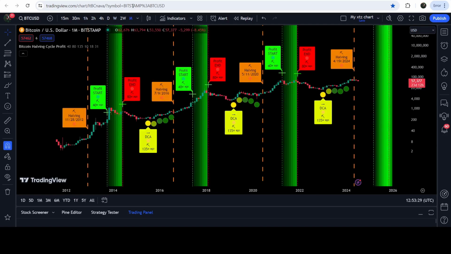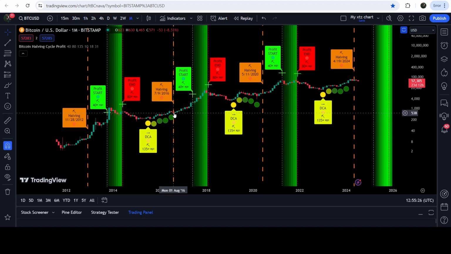But if we take a look at this indicator of Bitcoin halving cycle profit, then you can see that we are still very far from this take profit area. Whenever Bitcoin starts rallying after the halving, you can see that after these take profit areas, Bitcoin starts its long-term bearish move to the downside. Like it happened after December 2012. After the halving, we had a nice rally. This was a take profit area. This was where the profit ended. And then we had a long-term bearish move.